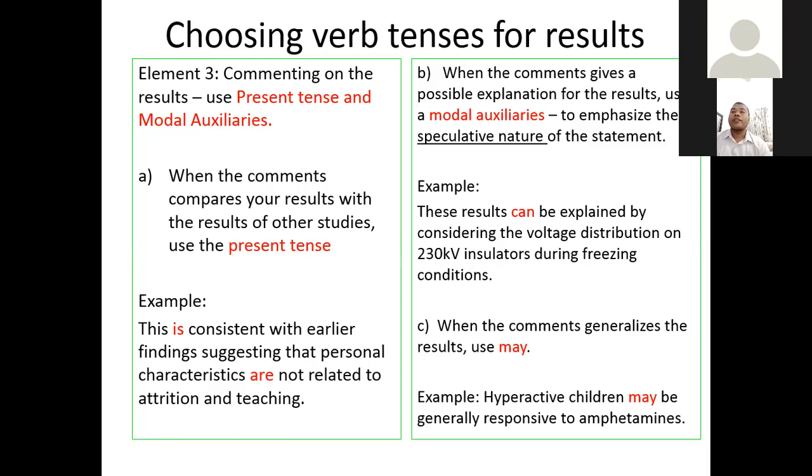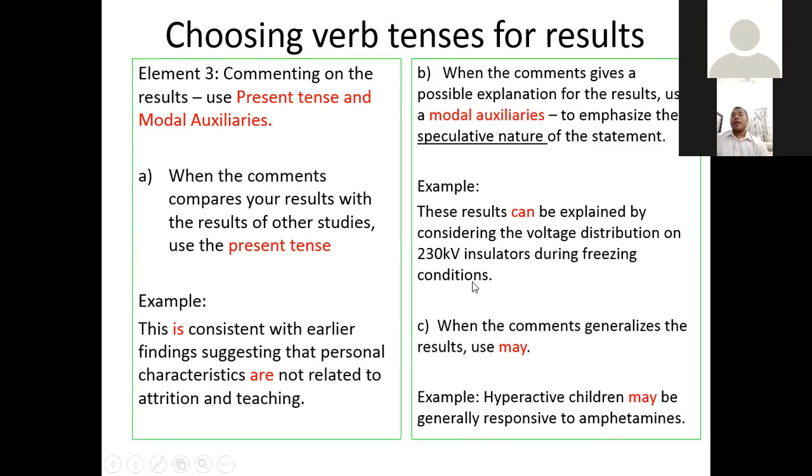with earlier findings suggesting that personal characteristics are not related to the iterations and teaching. So "is" and "are", they are the result from previous researchers, but you report in present time. Because you bring the knowledge, the findings of the researcher become like a fact. So you are discussing the fact from the findings, so it should be in present time.